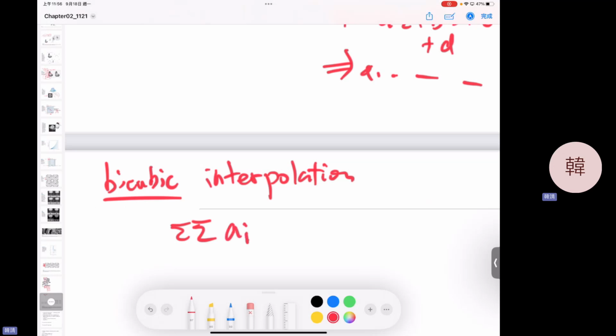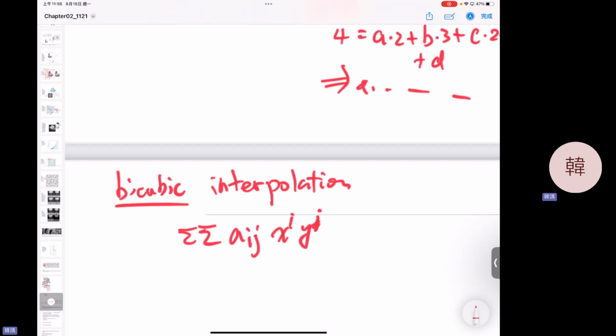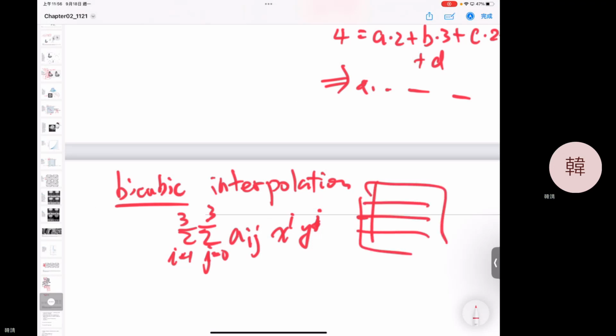Okay, so you have 16 parameters you have to solve, and it's like this. It becomes more complicated because your neighborhood has 16 points, 0 to 3. So you use all the 16 neighborhood pixels to decide what value you should put in the new interpolated data.